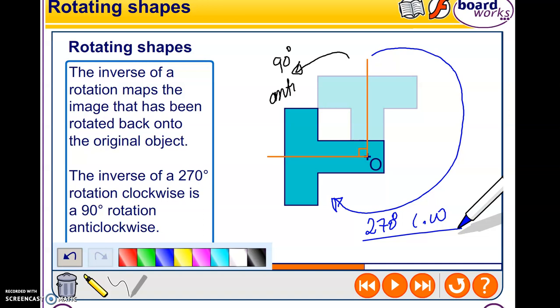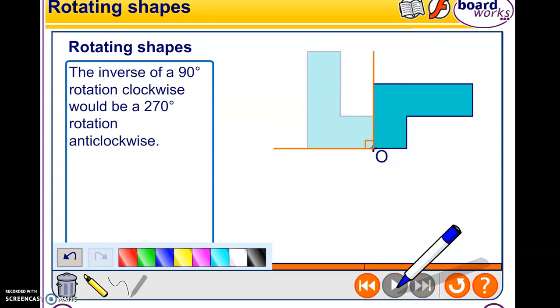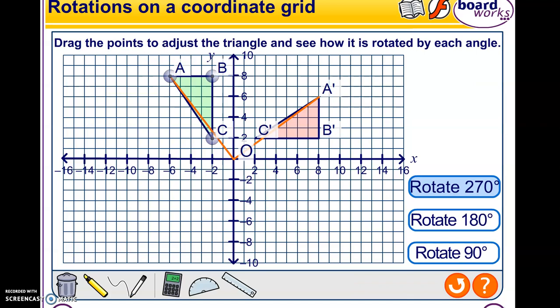Remember, guys, this is a very important point. Let's see what we have next. This L shape: if I rotate it right hand side 90 degrees, it will be the same as left hand side 270 degrees. So anti-clockwise 270 is the same as clockwise 90 degrees. I hope you understand this. I will write it as a note in front of you, but let's see the next slide as an example.